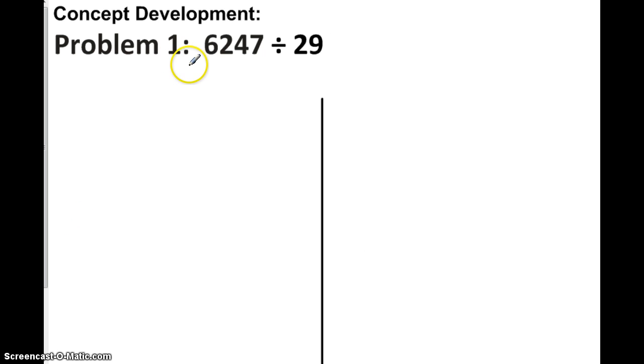So here's our first problem, 6,247 divided by 29. So the first thing that we are going to do is what? First, let's try to estimate, right? If we made this a 30, this would go down to about 6,000, right? Do you agree with that? So it would be 6,000 and 30 would be a reasonable estimate. So now we're going to do something a little bit different today. We're going to keep the estimate in mind.